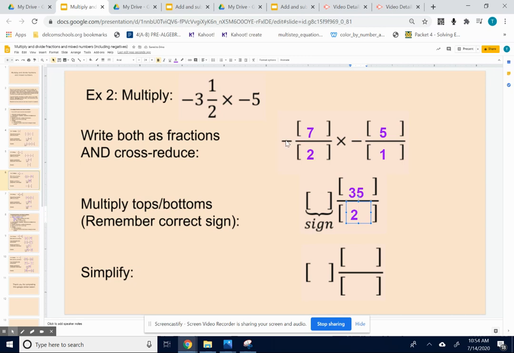Now look at the signs. A negative times a negative. Two numbers, same sign, it's a positive. So positive 35 over 2. To simplify, 35 over 2, that is improper.